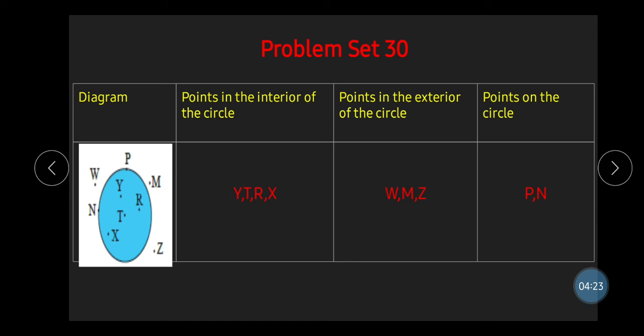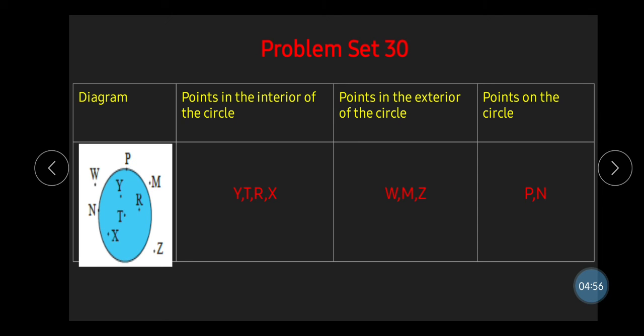Okay. Next question is points in the exterior of the circle. Exterior means outside the circle. So we can take the points W, then point M and point Z. They are outside the circle. They are not in the circle nor on the boundary of the circle. They are out of the circle, so they are called exterior points. So we will write points W, M and Z by putting commas.